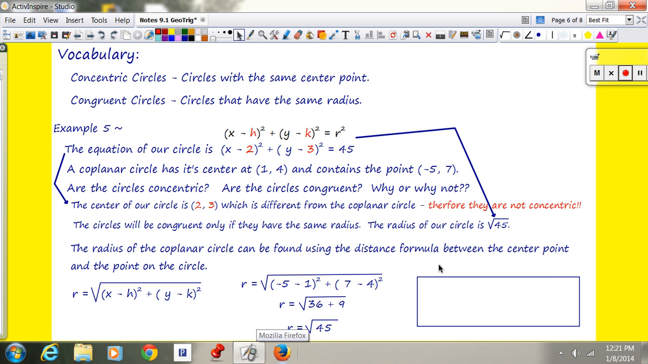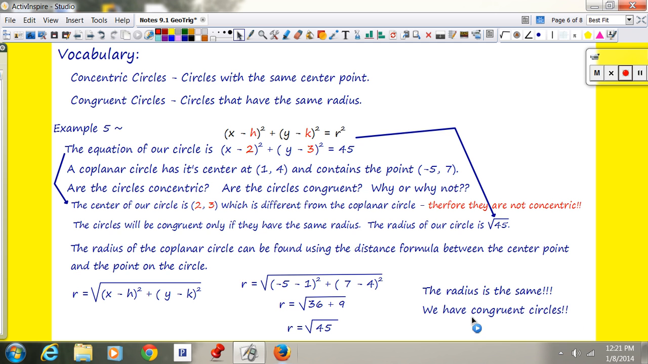So the two radii are exactly the same. Circles that have the same radius are called congruent circles. Therefore, the radius is the same. We have congruent circles.